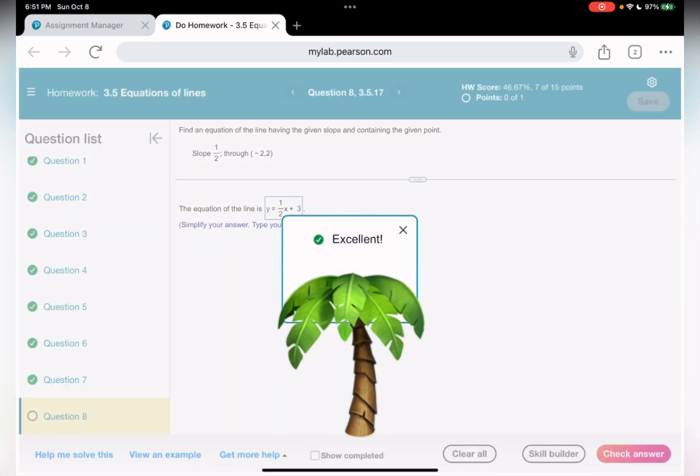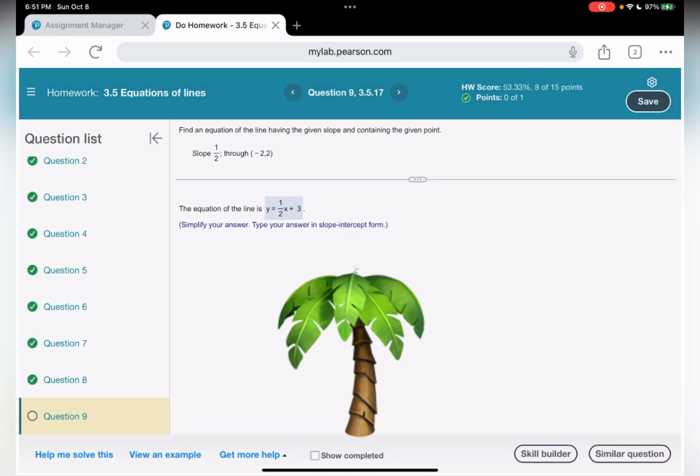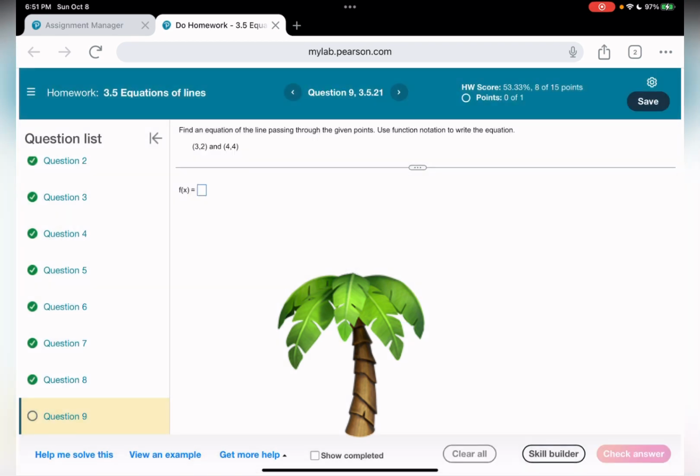Very good. Moving to question number 9. All right, now we have a pair of coordinates, and we need to find the equation that goes through these coordinates. Okay? Let's see how we're going to solve this. 3 and 2, 4 and 4. Okay.